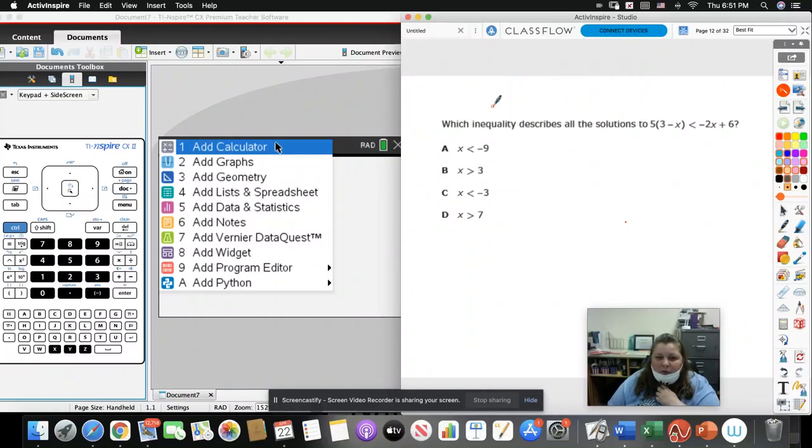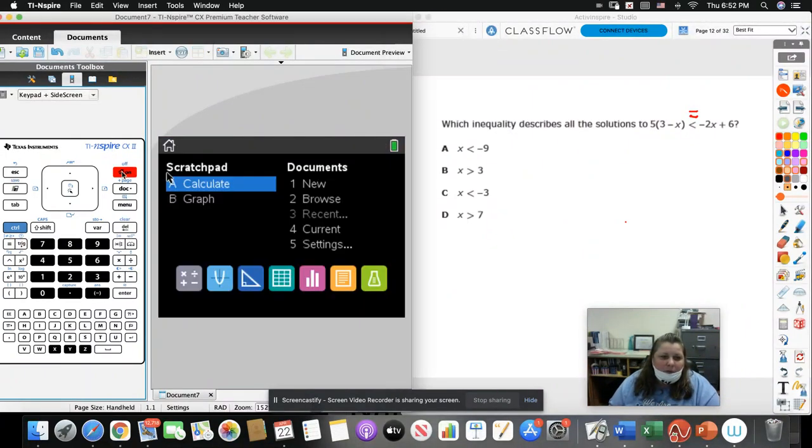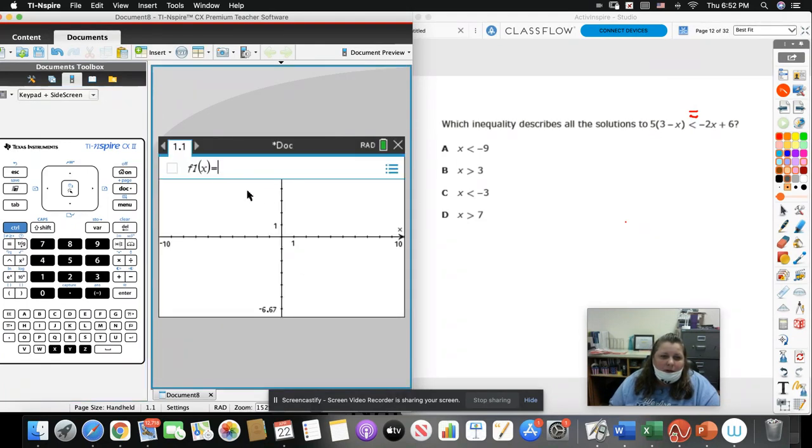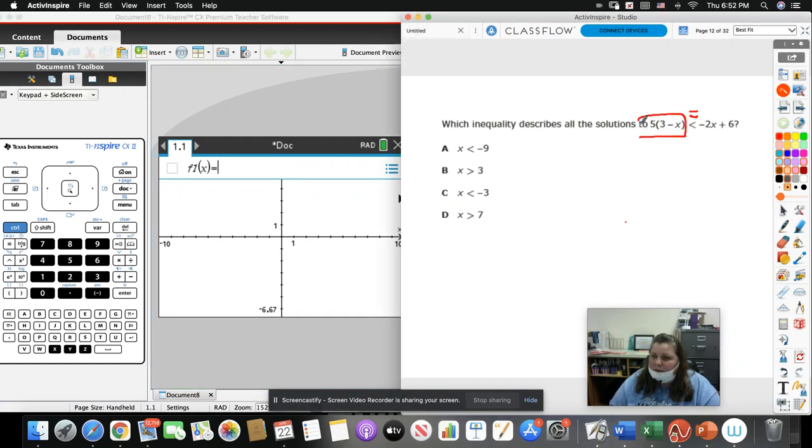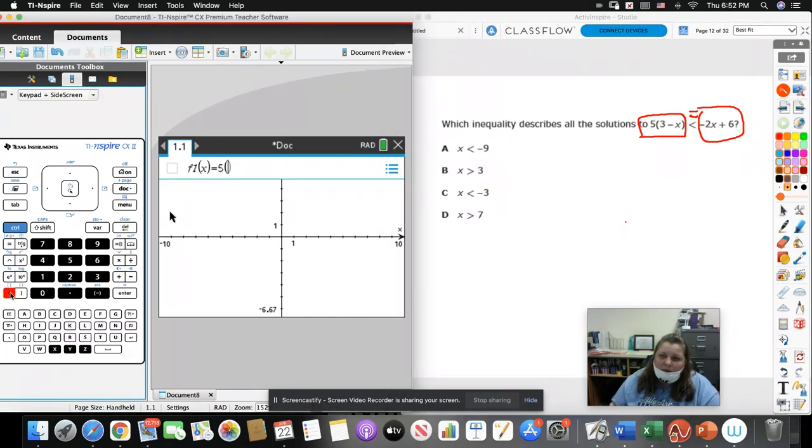All right, this is example 2. I have a couple different examples in this one, but this one comes up sometimes, and it's just like we did with systems. If it's an equal sign, we're going to solve it a similar way in the calculator. We're going to type everything we see before the equal sign into the calculator and everything we see after the equal sign. So I have 5, open parenthesis, 3 minus x, and then I hit enter. Tab, type the second one in, minus 2x plus 6, enter.